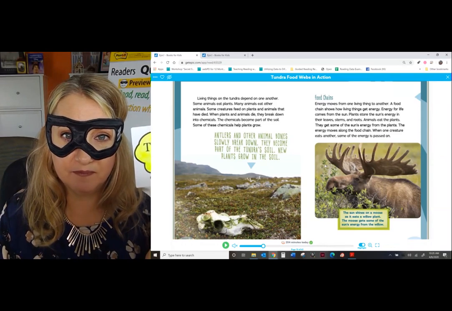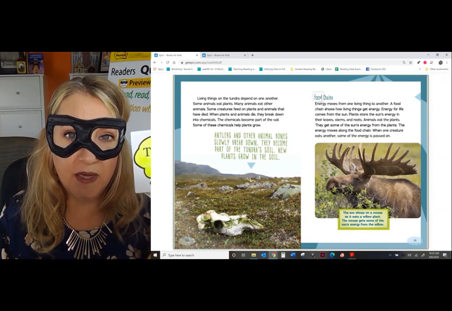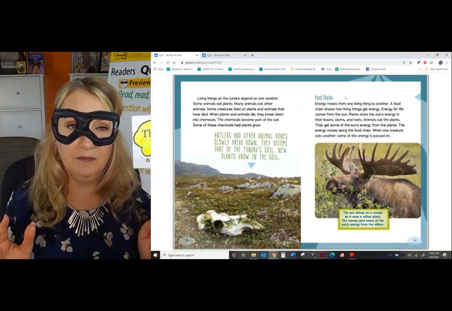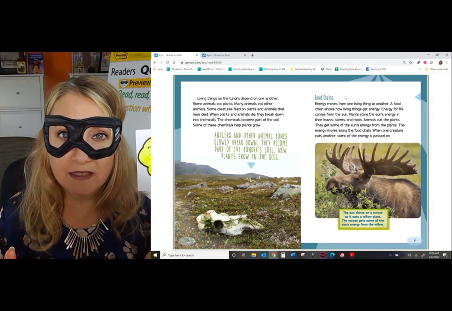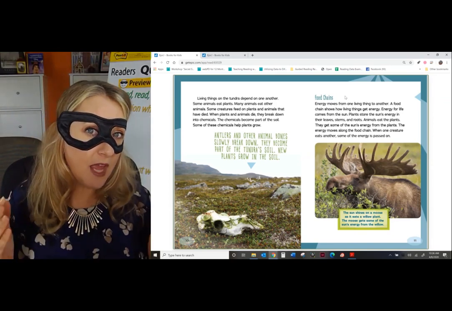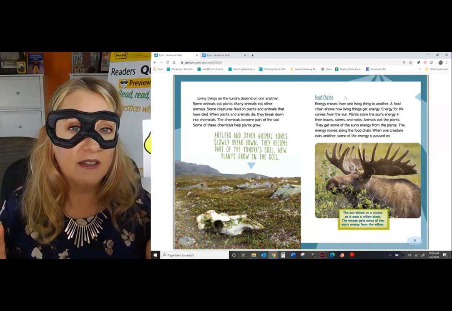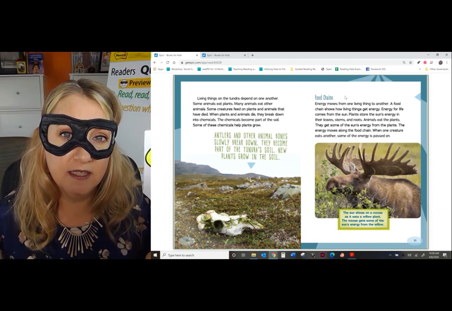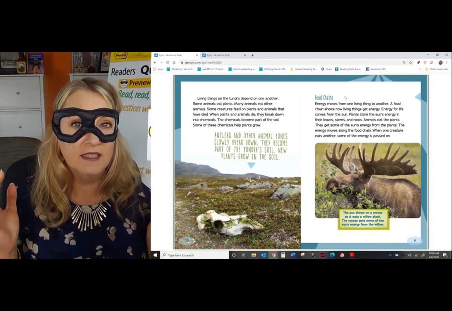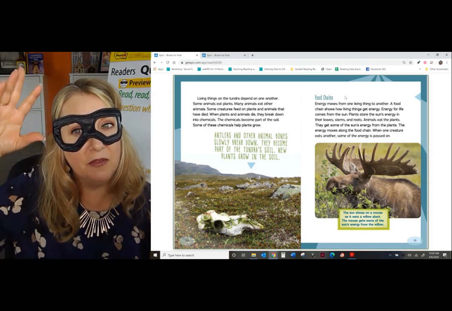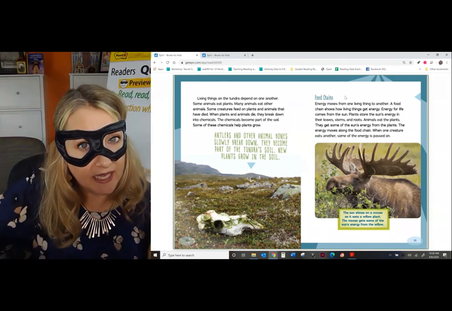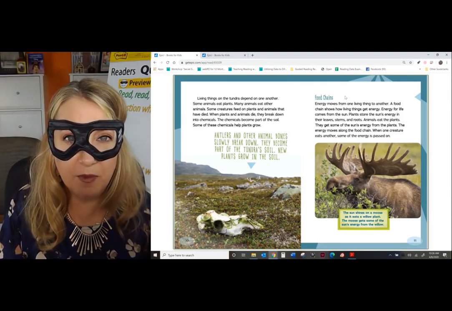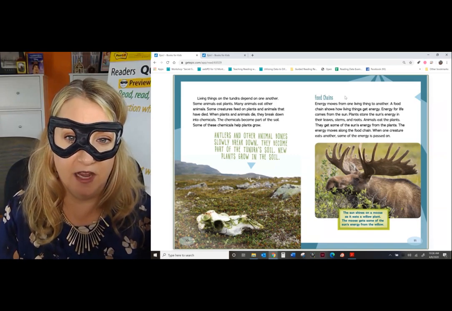Let's look at page 11. You see the heading up here? It says food chains. Okay, so let's just stop for a minute. Does your thinking voice have any thoughts about food chains? Have you heard of that before? Does it relate to anything that you've ever learned? Does it have something to do with an animal eats a plant? Then another animal eats that animal? Have you heard of that before? Is it something like that? We'll have to read to find out, okay?